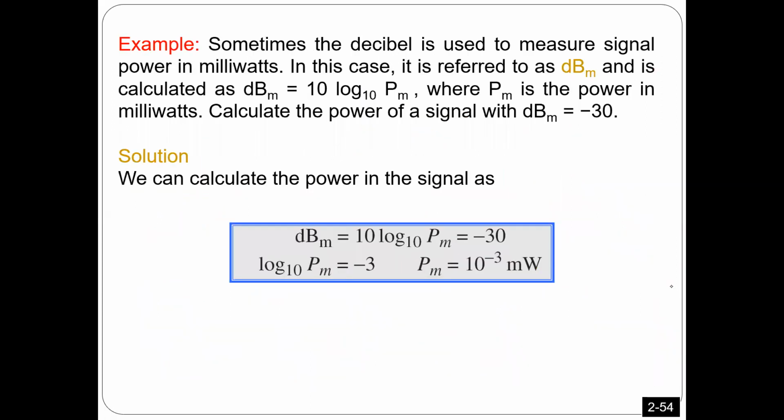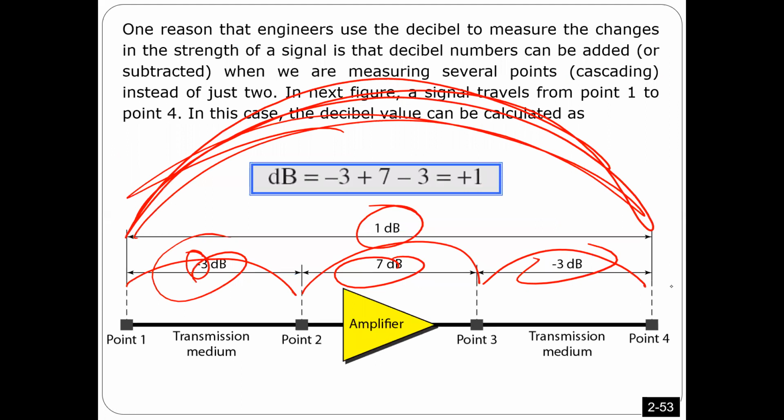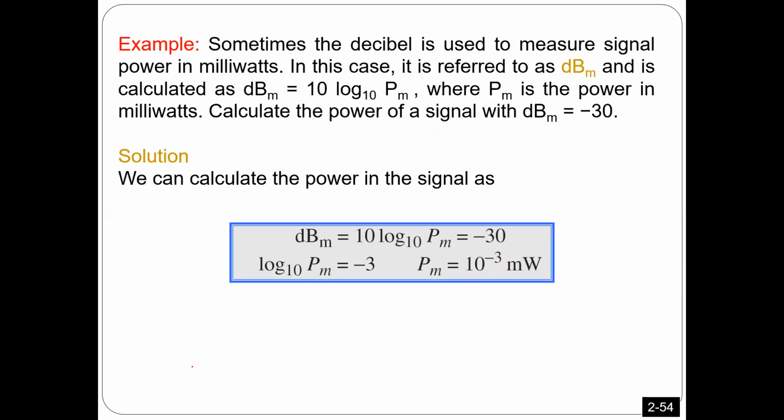Okay. Let's see another example. So here I explained how we can use the decibel to get the ratio, or to see how much attenuation, how much amplification happens to the signal. Okay. Now I want to tell you something different here.